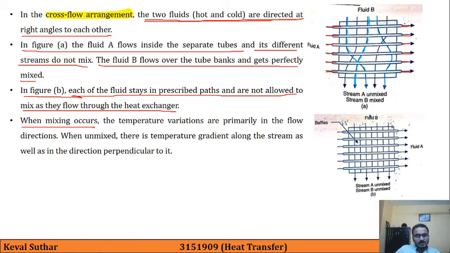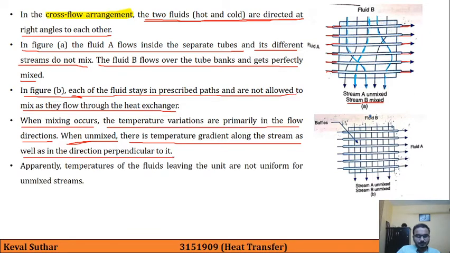When the mixing occurs, like the case of stream B here, the temperature variations are primarily in the flow direction. When they are unmixed, that is in the case of fluid A here or fluid B in the second figure, there is a temperature gradient along the stream as well as in the direction perpendicular to it. Apparently, the temperatures of the fluids leaving the unit are not uniform for unmixed streams.